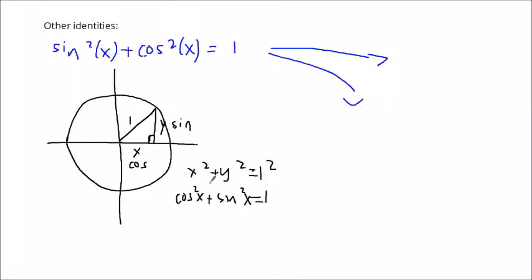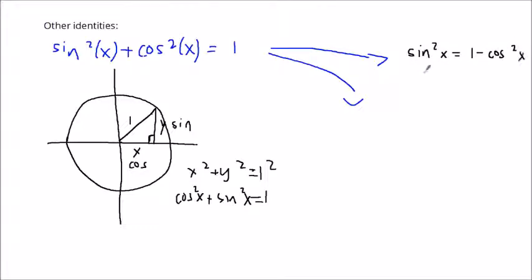So cosine squared x plus sine squared x equals 1. We can derive different identities from this. First of all, we have these two special numbers. If we divide by 1 on both sides, nothing's just going to happen. If we subtract cosine squared x on both sides, we get sine squared x is equal to 1 minus cosine squared x.